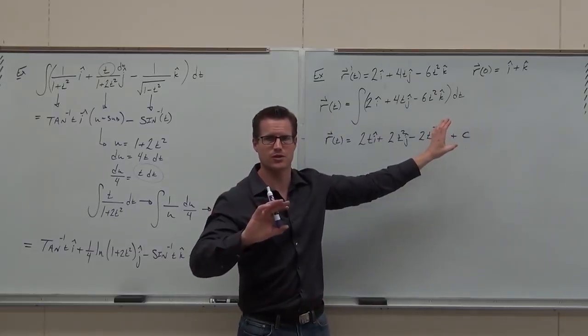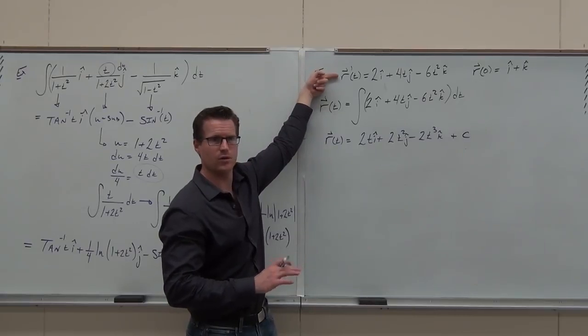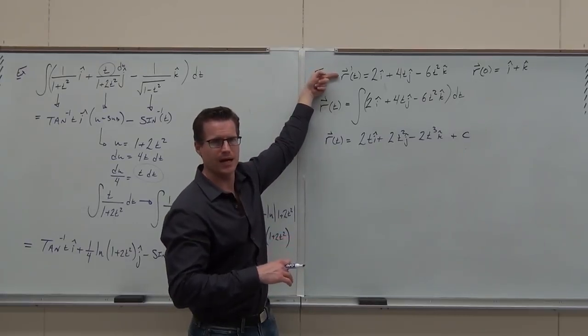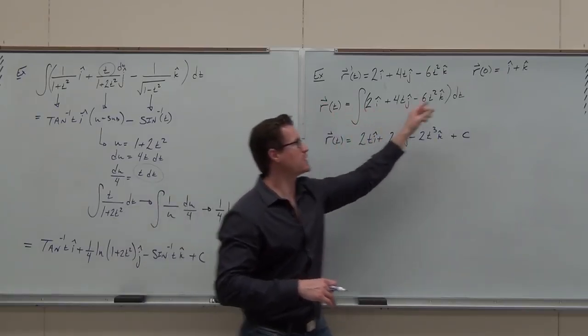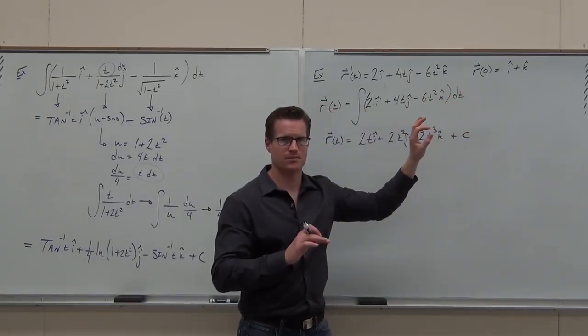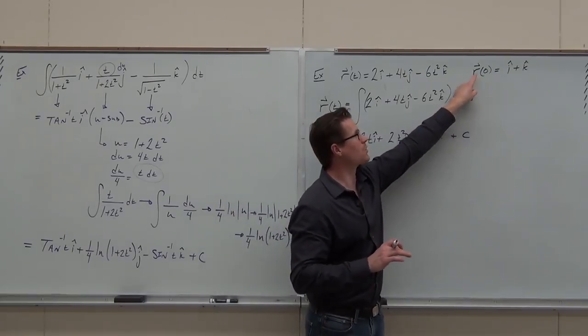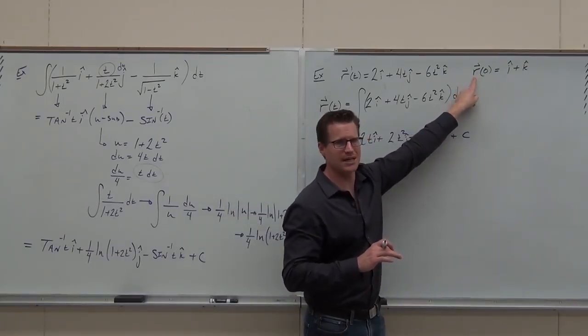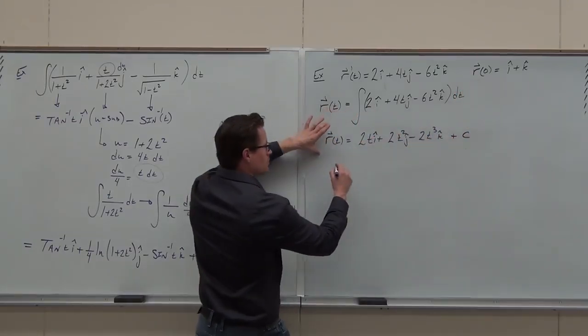So track with me for a second. If I give you a tangent vector, or a tangent vector function, I can integrate to find the original vector function. If I give you an initial value, here's what this says. When you plug in 0 to your vector function, you must get out i plus k. Do you get me?